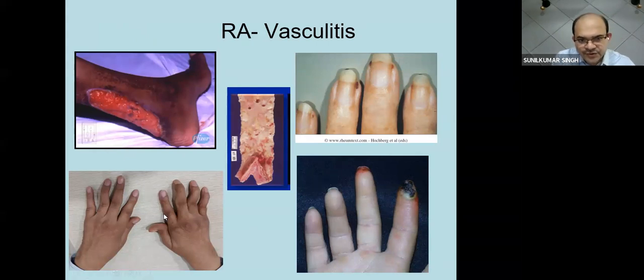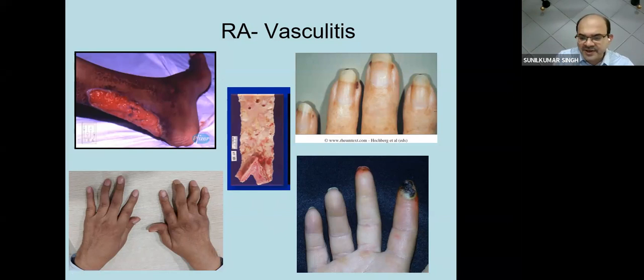This is, of course, just to show that there is a deforming arthritis already existing in this patient. And then this can come with vasculitic manifestation. And this is different from the general atherosclerosis, which also increases in patients with rheumatoid arthritis and is responsible for the cardiovascular events.